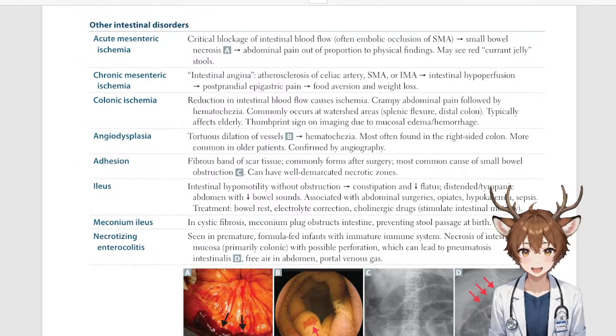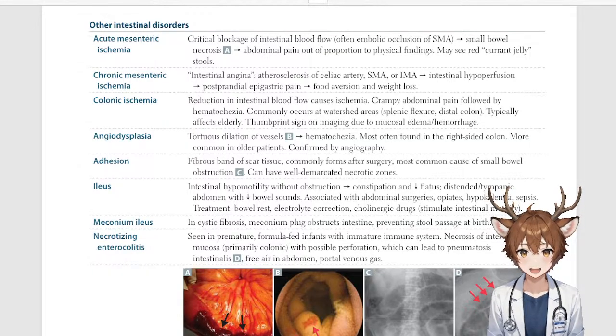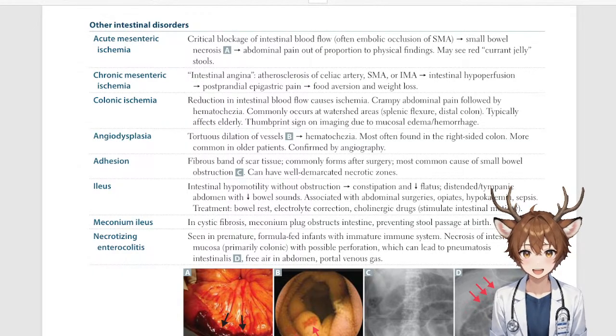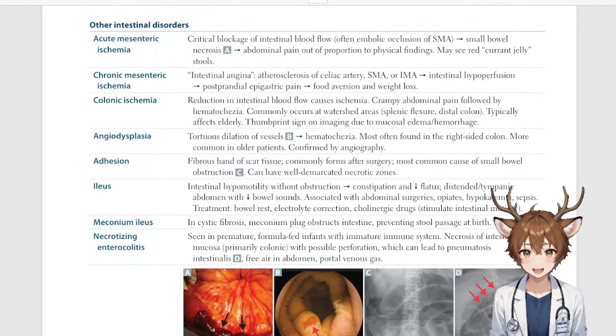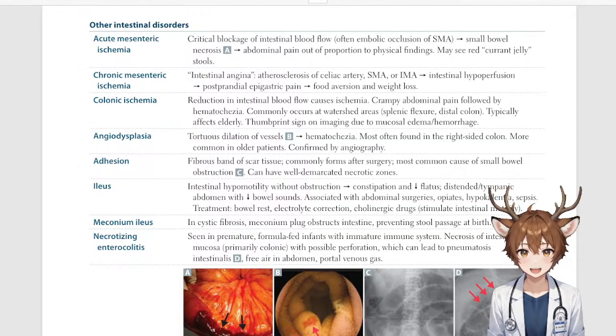What about chronic mesenteric ischemia? Intestinal angina leading to atherosclerosis of the celiac artery, SMA most commonly affected, or IMA, leading to intestinal hypoperfusion and postprandial epigastric pain leading to food aversion and weight loss.